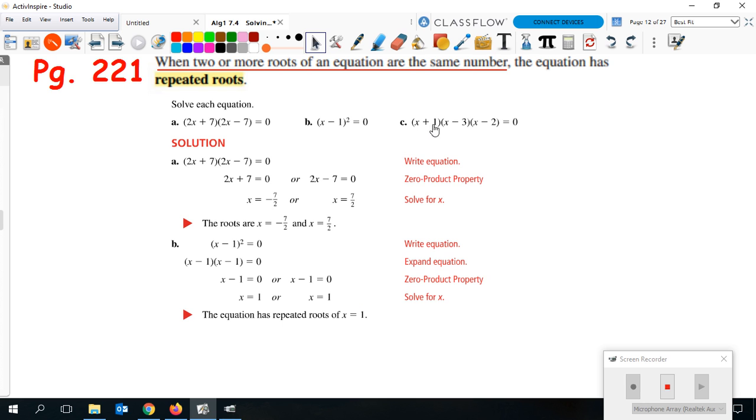This one you can see there's 3 binomials. Even if there's 3 factors, you're just going to set each factor equal to 0. Each one gets set equal to 0 and you're solving each one. You'd end up getting 3 answers for x.